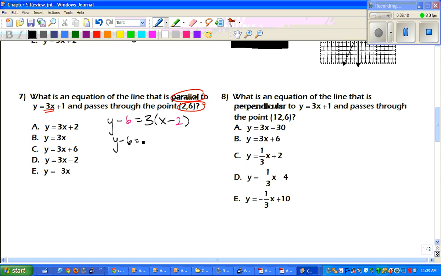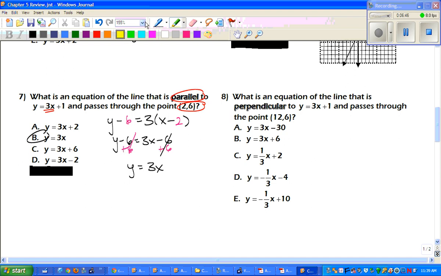First thing you do is distribute. That's 3x minus 6. Okay, add 6 to both sides. Y equals 3x, because those cancel. So your correct answer is B. Now, since it's parallel, you could have gotten rid of E right away because that was not parallel. Okay?